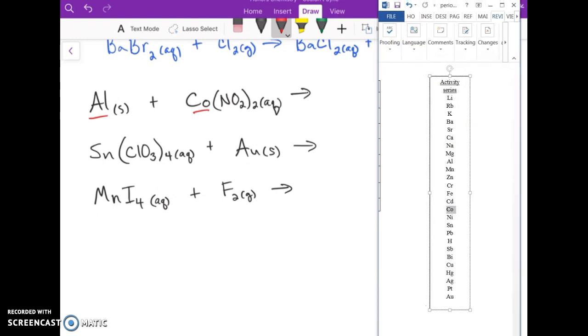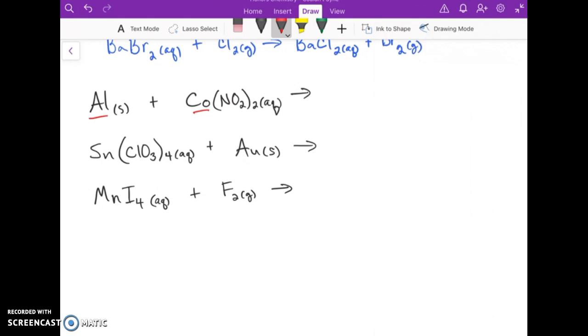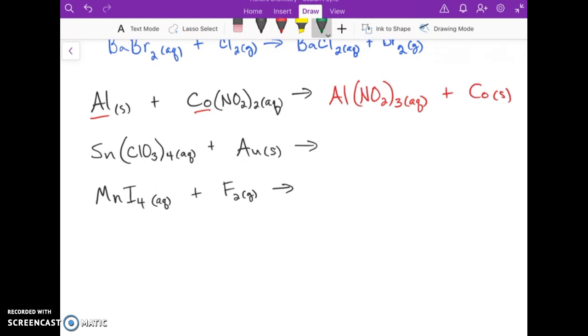And so I'm going to go ahead and predict what my products would be. So now I'm going to have aluminum nitrite, and that's going to be Al(NO2)3 aqueous, and cobalt solid, going to be by itself. Balancing wise, I've got two nitrites on the left and 3 on the right. So I'm going to go ahead and use a least common multiple of 6. That means I'm going to need 3 cobalt, 2 nitrites, and 2 aluminum nitrites. And then I just balance my cobalt and my aluminum with 3s and 2s.